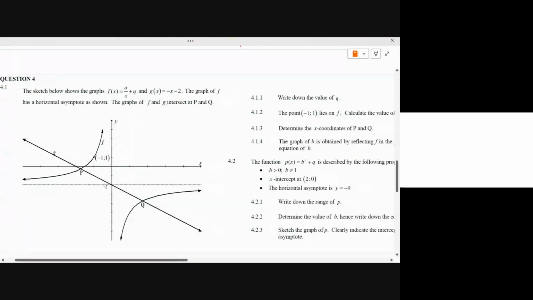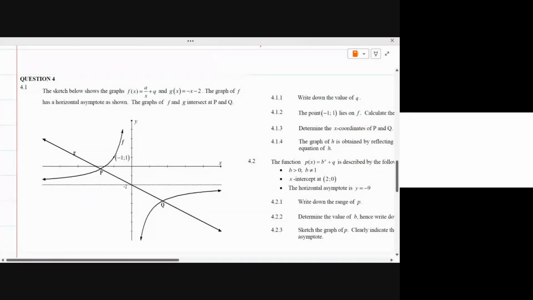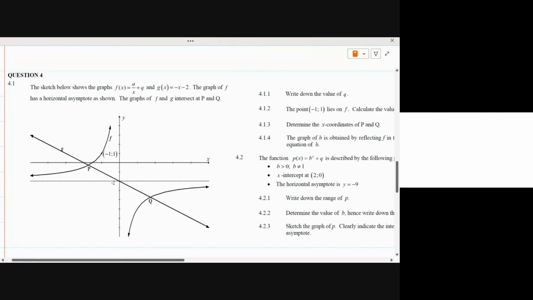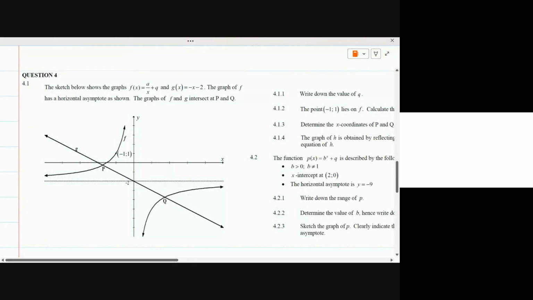I want us to look at what we've been given over here. Let's read the information we've been given. We notice quite often that if we read the information, it makes it a lot easier for us to understand where we are going. The information says here: the sketch below shows the graph of f of x is equal to a over x plus q, and g of x is equal to negative x minus 2.